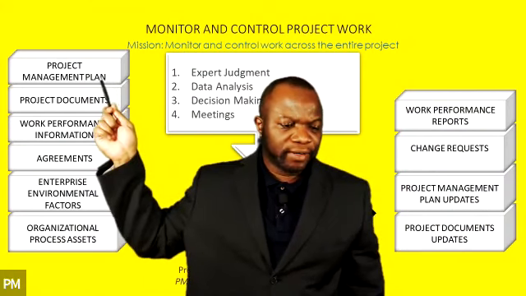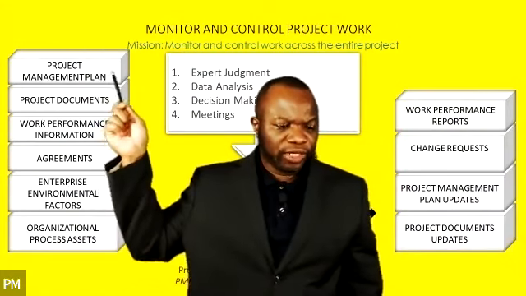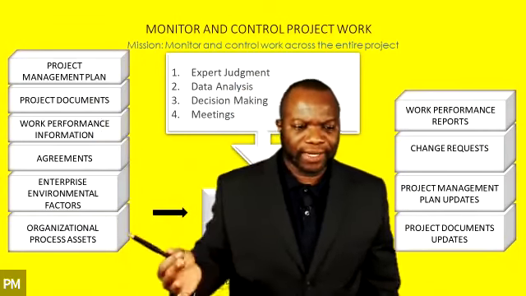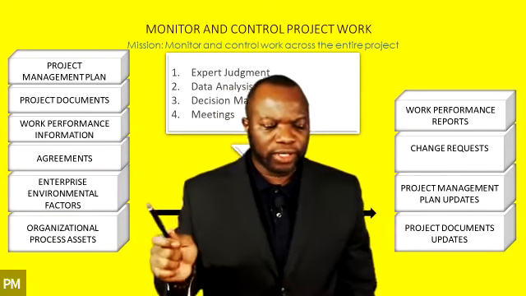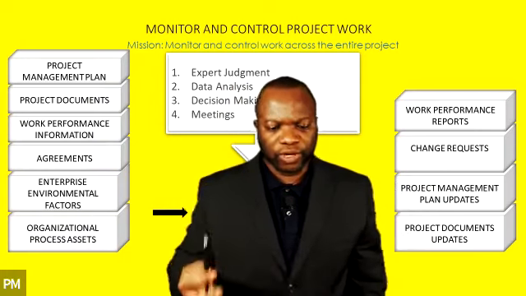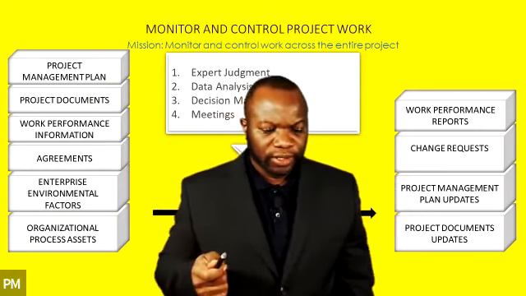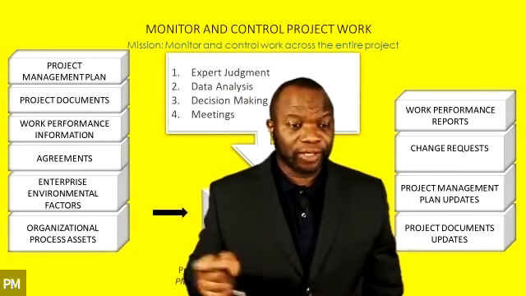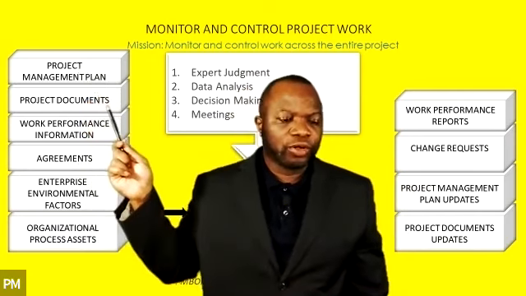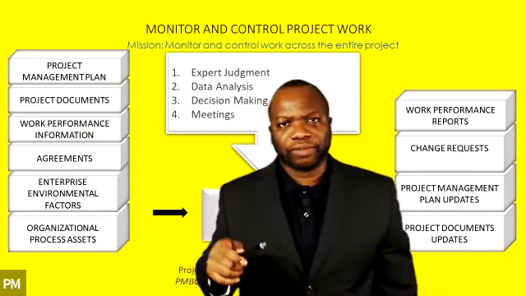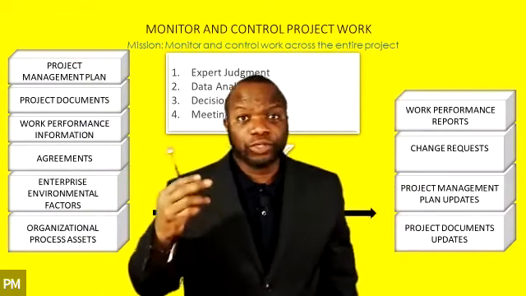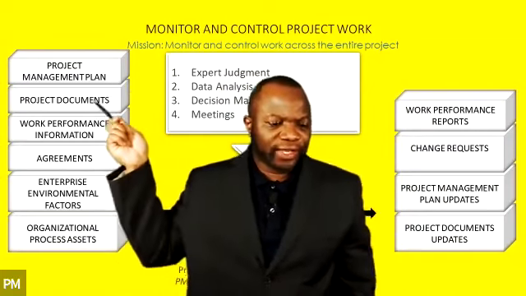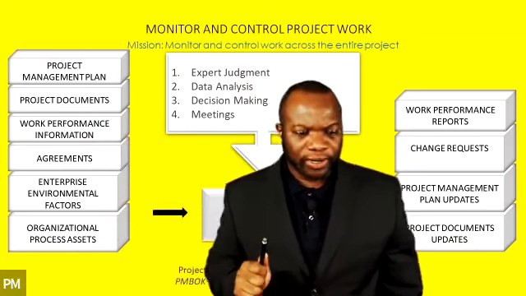Project management plan and project documents, you know these from page 89. We need this for what we are doing here. What are we doing here? It says, the mission is to monitor and control work across the project, the entire project. So if you're monitoring and controlling work across the entire project, you need a plan. And that's why you've got the project management plan. You also need to be referring to relevant project documents. Now you'll realize there are two documents here that are very unique to this process. When we crack this open, you'll find out what those are.